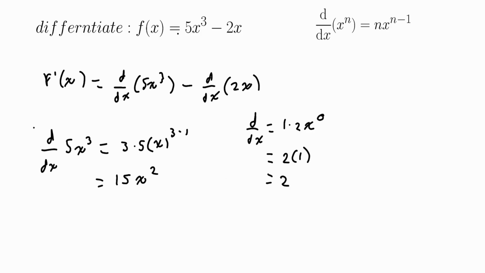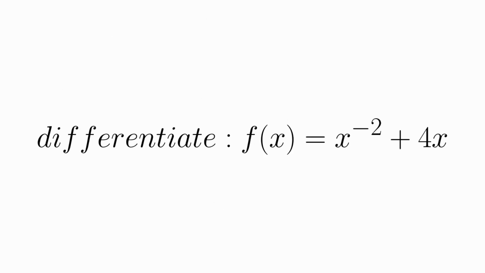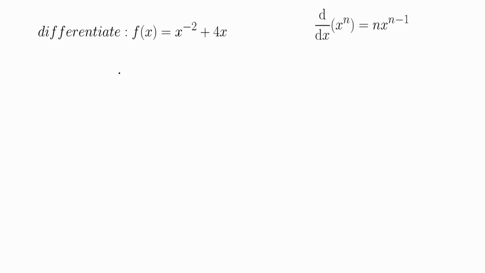And so if we bring this together, f prime of x, which remember is just the derivative but a different notation, is equal to 15x squared minus 2. And this is our final answer. Now, let's differentiate some negative powers. Let's differentiate x to the negative 2 plus 4x. So here we now have negative exponents. And it may look different, but it's just the same thing. So again, let's differentiate each term separately.